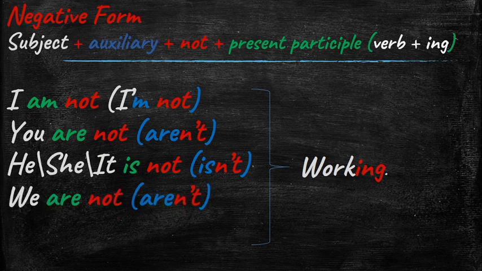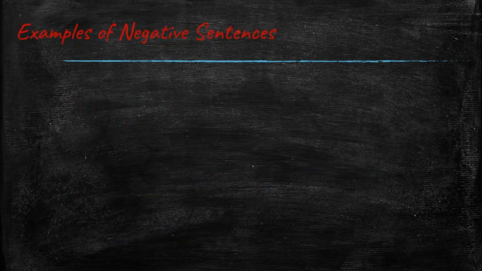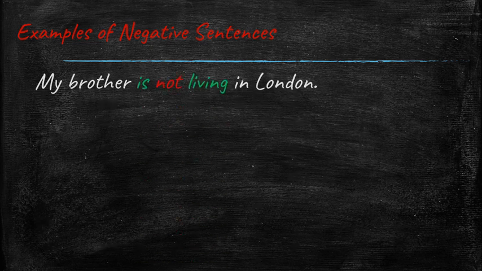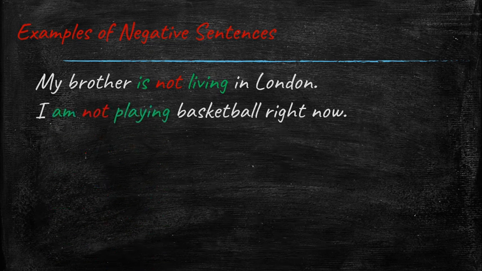We are not or aren't working. They are not or they aren't working. Next, let's see some examples of negative sentences. So, my brother is not living in London. I am not playing basketball right now.